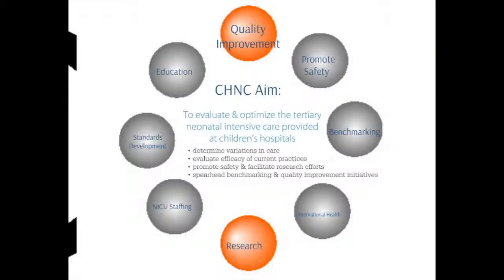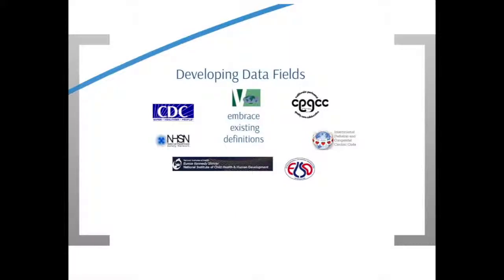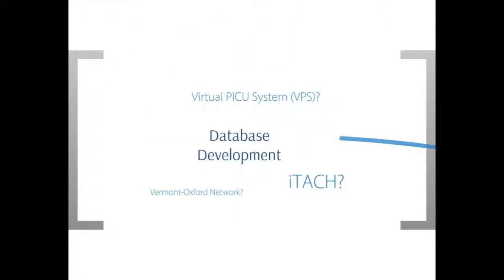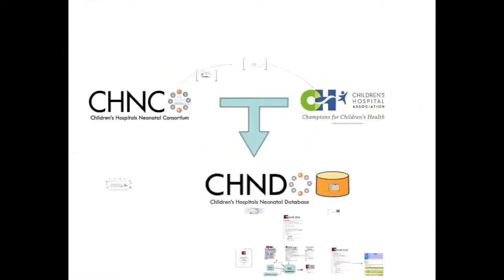I'll try and move quickly through this. We developed data fields, looked for a partner with their database, and ended up choosing the Child Health Corporation of America, which was the administrative database for about 47 different freestanding children's hospitals nationally. This has since merged with NACRI to become the Children's Hospitals Association.